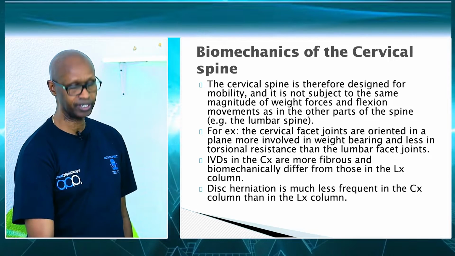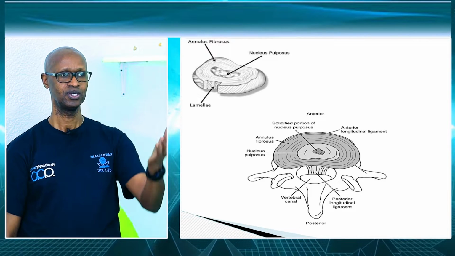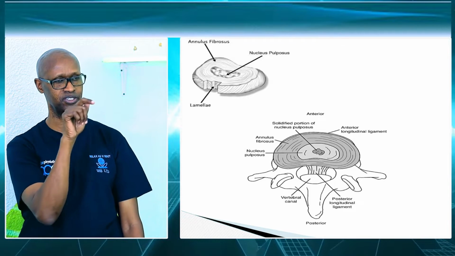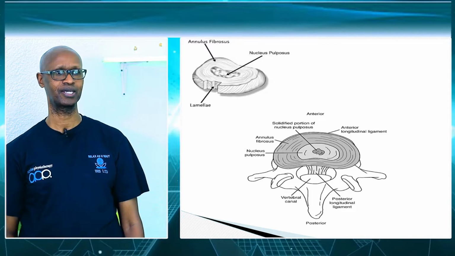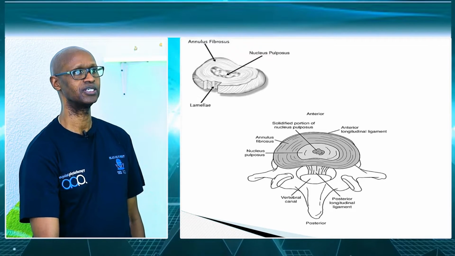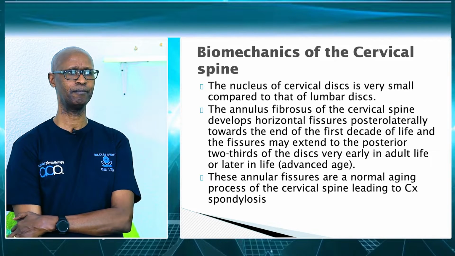So quickly, as you go into biomechanics, this is the picture that you know. The disc, as I was saying: the annulus fibrosis, and the disc inside, and you have the posterior longitudinal ligament at the back, and the vertebral body that you can see. The nucleus is very small, as I said, compared to the lumbar.